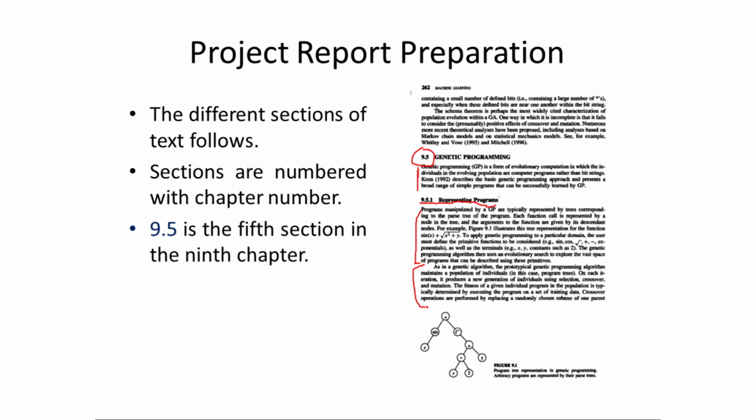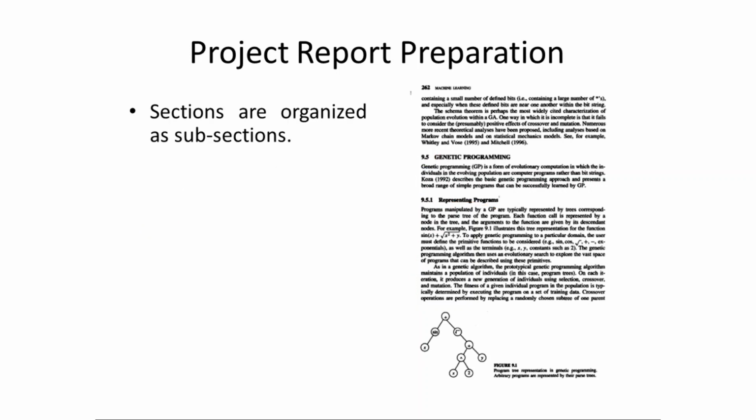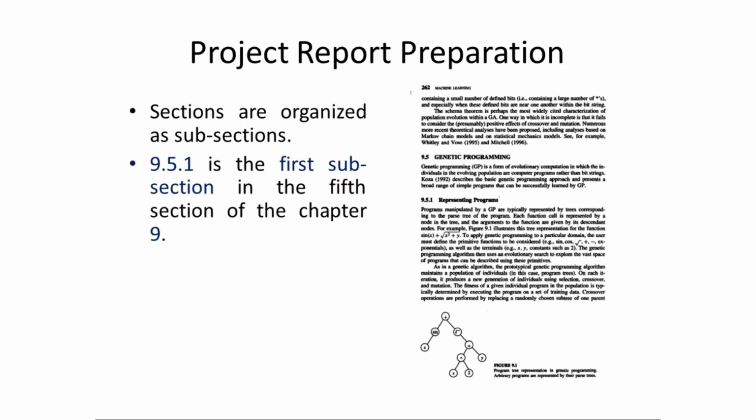Every time you have some introduction and then subsections, subsections will carry multiple paragraphs. The first paragraph is not indented. Other paragraphs are all indented by one tab. And numbering also: chapter, section, subsection. This is the hierarchy. So 9.5.1 is the first subsection in the fifth section of chapter 9.